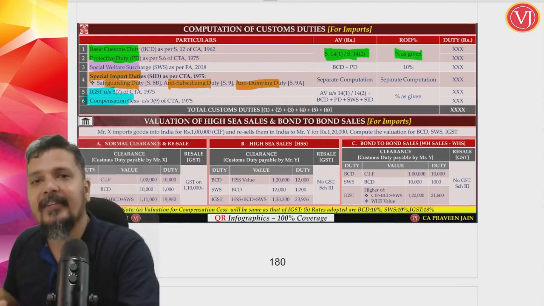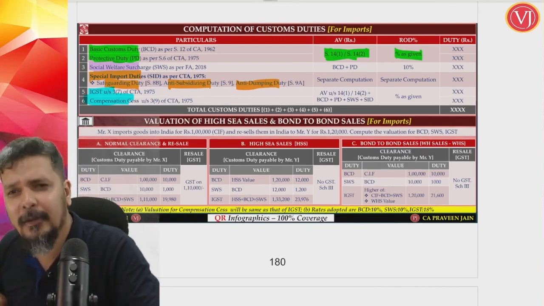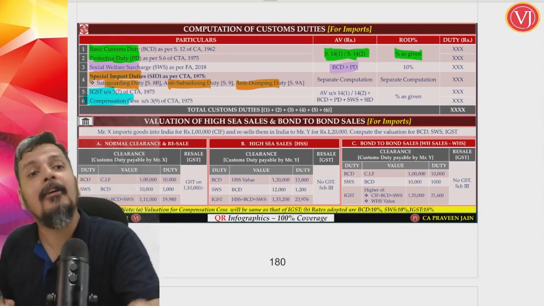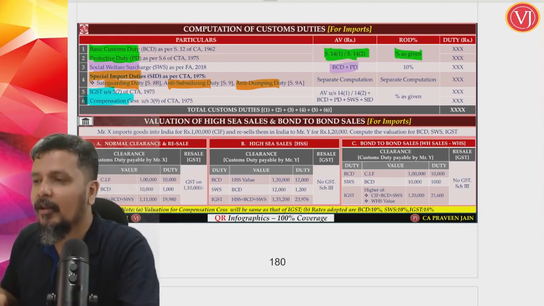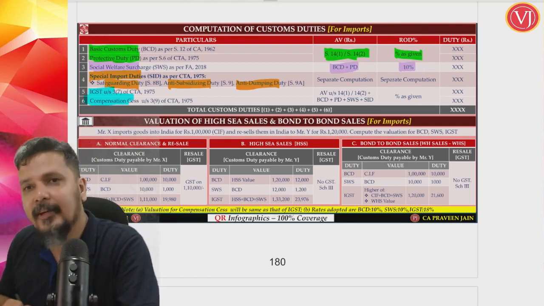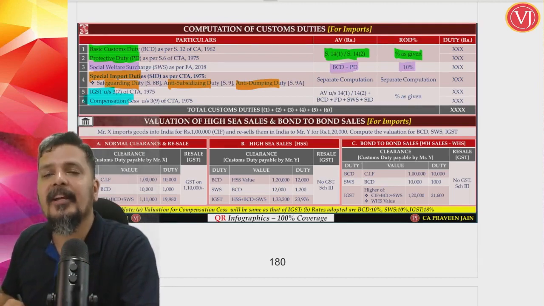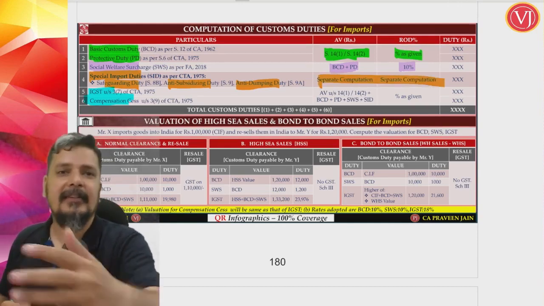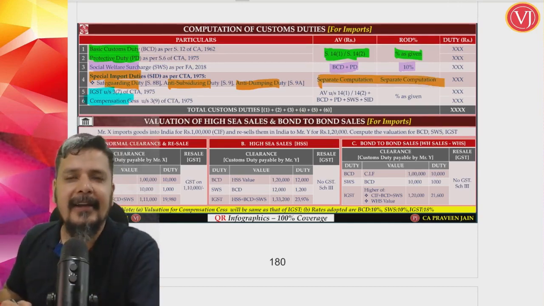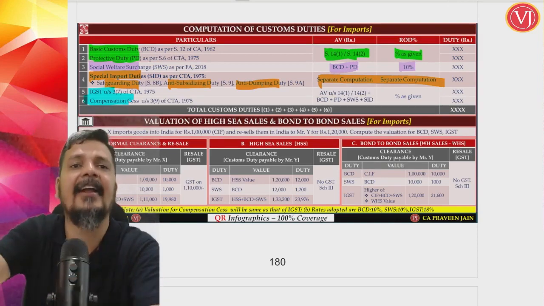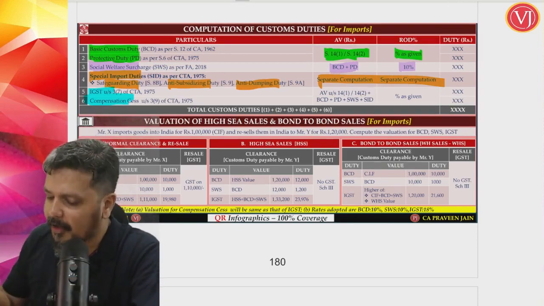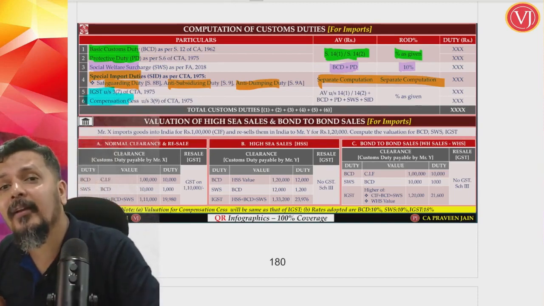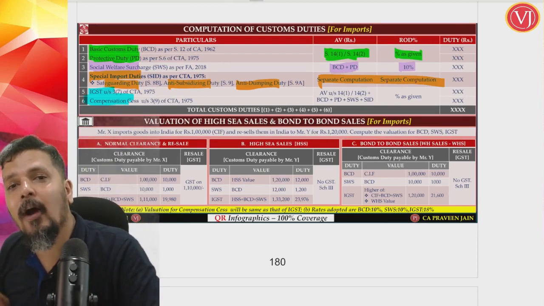For social welfare surcharge, will it be on 1 crore? No. It will be on BCD plus protective duty, and the percentage is 10%. What about your special import duties? They will have their own separate calculation. That calculation will be a totally separate calculation. You have to find out the answer and add here. What about your IGST and compensation cess? What is the value? All. If you go with only all duties, you will forget 1 crore.